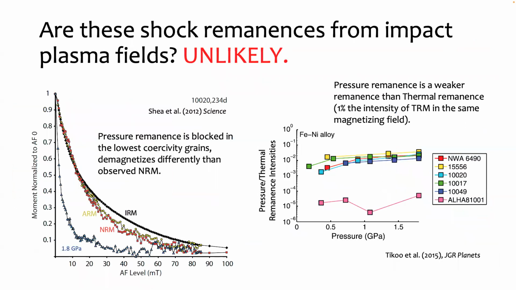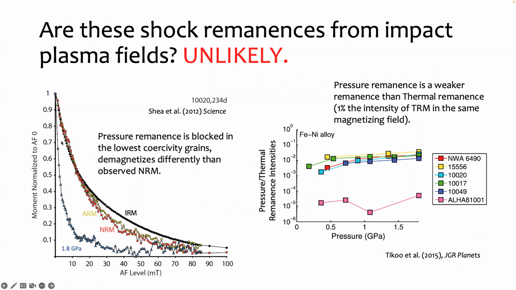Another thing that we wanted to investigate was, are these remanences in the rocks, the true remanences, shock remnant magnetizations from impact plasma fields? We say this is unlikely. First of all, there's not a whole lot of evidence for strong shocks in these samples. The other thing is that on other lunar samples from the same lithology, Apollo 11 Mare basalts, we have done pressure remnant magnetization acquisition experiments to see how the behavior of a shock remanence looks compared to the natural remanence of a lunar sample.